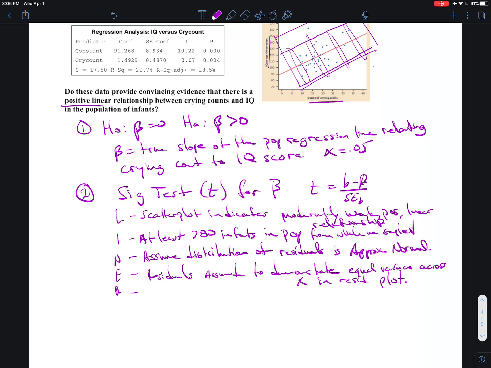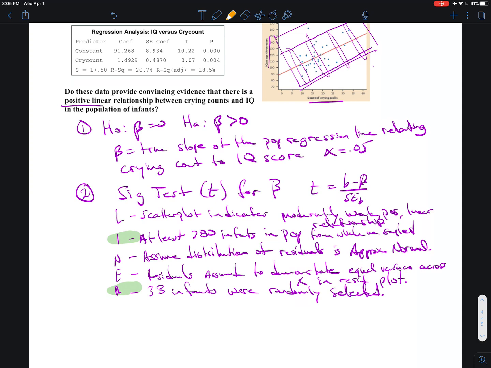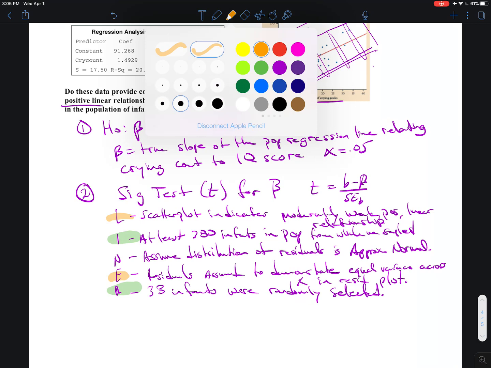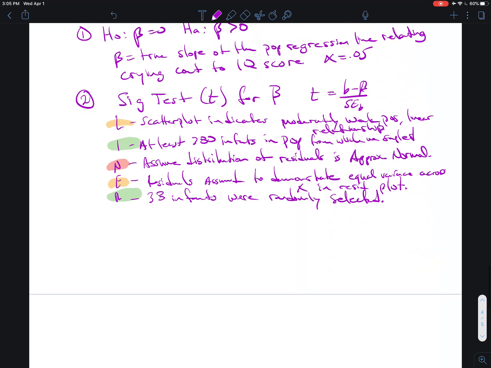Our random condition is, we were told that the 38 infants were randomly selected. All right. So just to recap, this guy and this guy are going to come from the language of the question. Linear and equal variance, we're going to want that to come from a residual plot if provided. And then separately, either a histogram or a normal probability plot of the residuals to assess the normality. That's where those are going to come from.